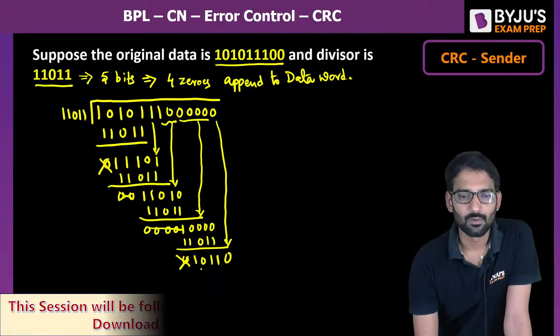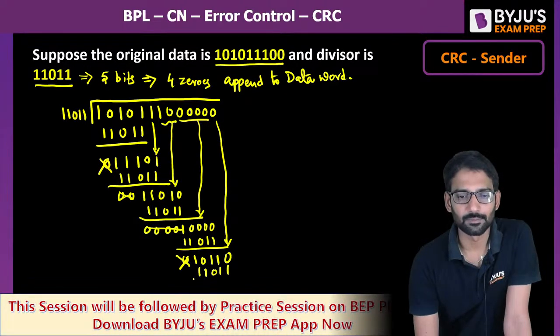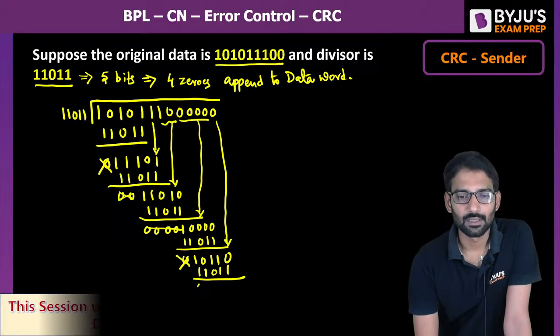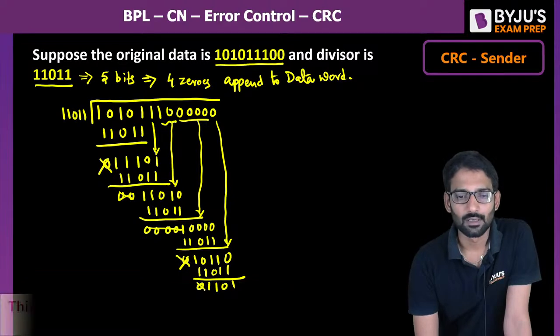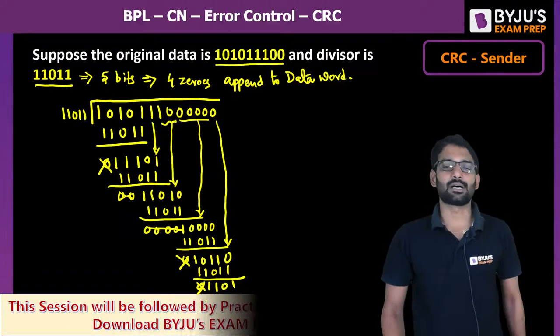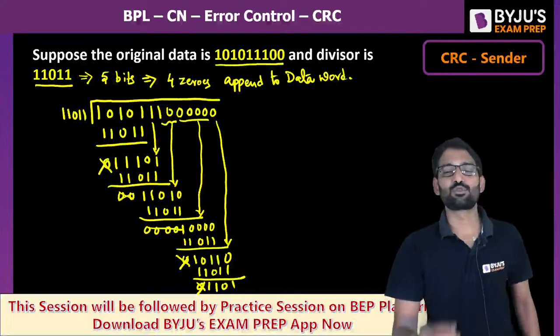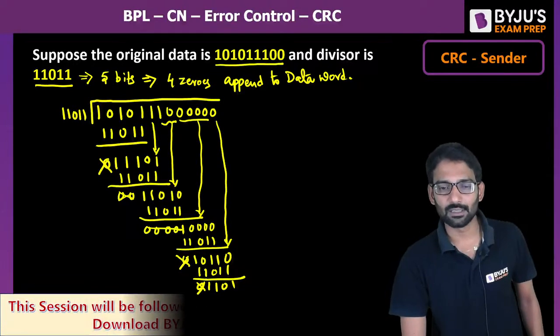borrowed. 11011. What do you get? 01101. The MSB is 0, discarded. And do we have any bits to borrow? No. So here it ends.